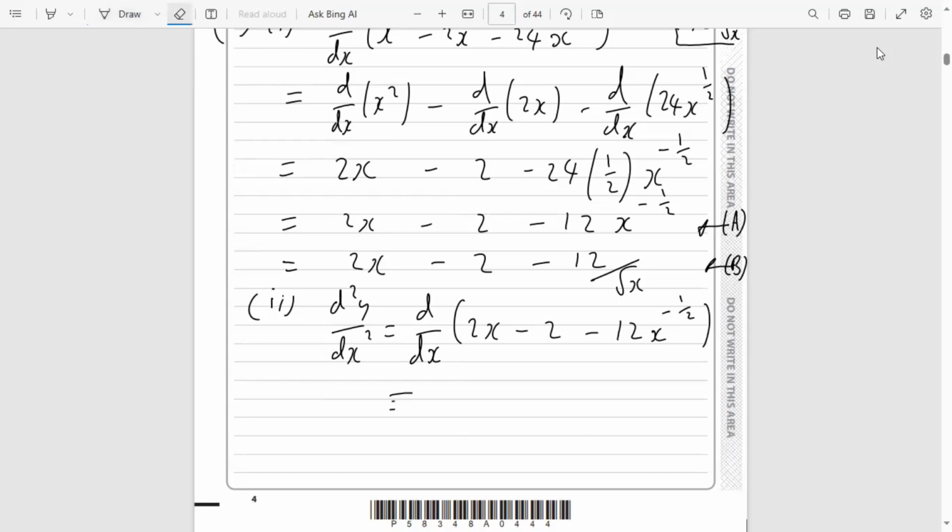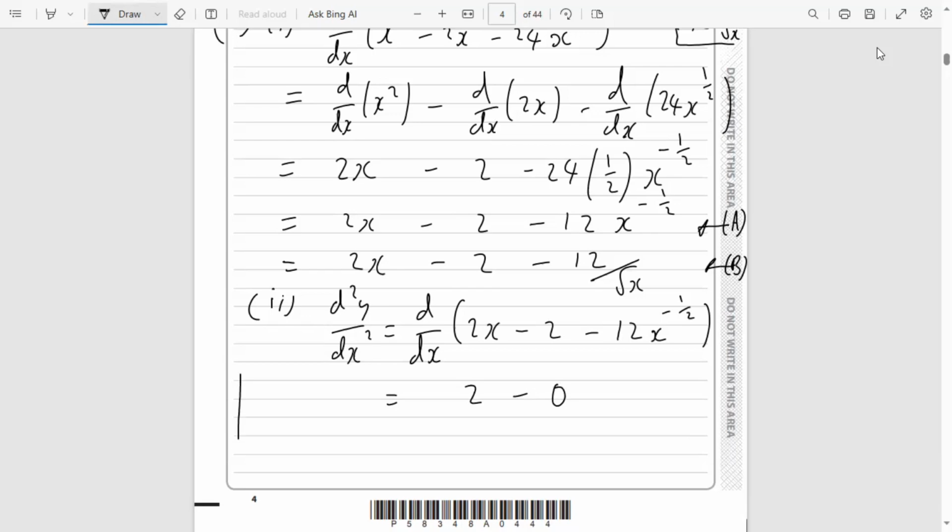Oh, sorry, my pen's lagged a little bit again. So we're going to differentiate 2x first. That's going to give us 2. We're going to differentiate this. Well, we've got a minus sign there, and then we're going to differentiate the number 2. When you differentiate a constant with respect to a variable, you just get 0, right? So the gradient of a number is just 0.